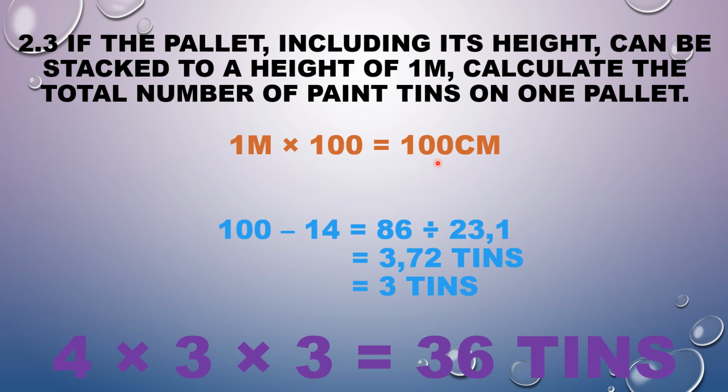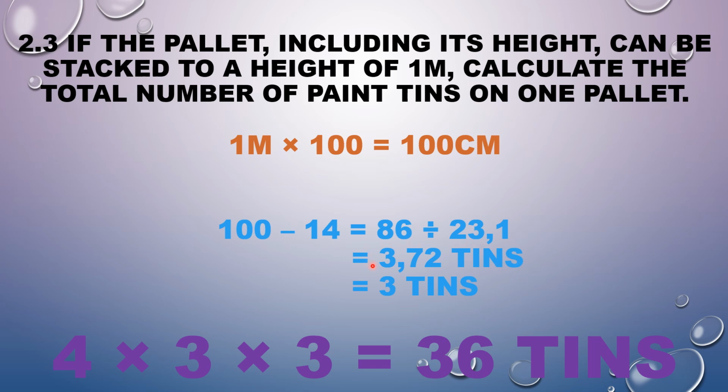The pallet has a height of 14 centimeters. So I want to take away 14 from the 100. I now have 86 centimeters. Okay. So the height of one tin is 23,1. So I'm going to say how many times does 23,1 go into 86? I have an answer of 3,72 tins.